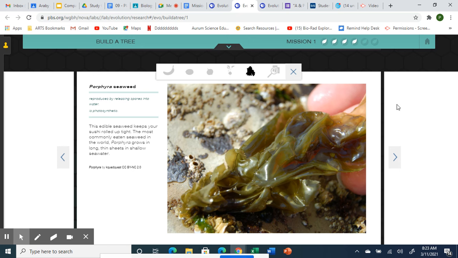Seaweed reproduces by releasing spores into the water. Anybody think of a plant that also releases spores? One that I love, ferns. A fern? You don't know what a fern is? I thought you were about to say bamboo. I hate bamboo, but I will show you.